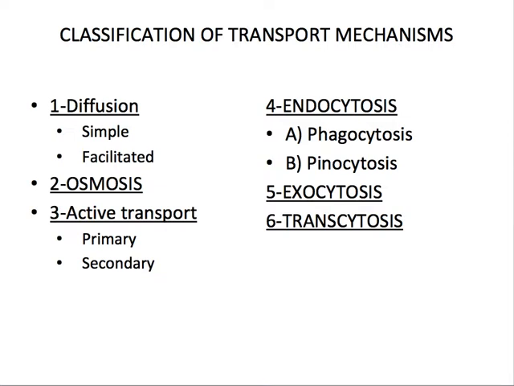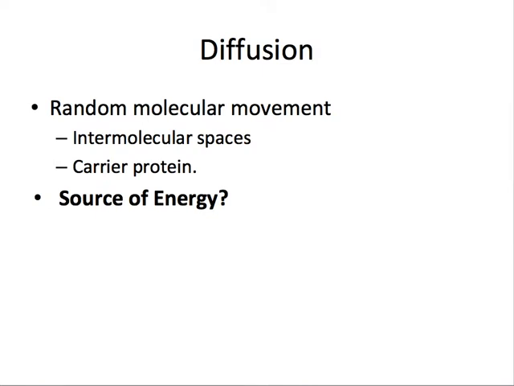So, looking at the basic processes, the diffusion and active transport, what is the difference in these two basic processes? Diffusion actually means random molecular movement of the substance molecule by molecule, either through the intermolecular spaces in the membrane or in combination with a carrier protein. And the energy that causes diffusion is the energy of the normal kinetic motion of matter.